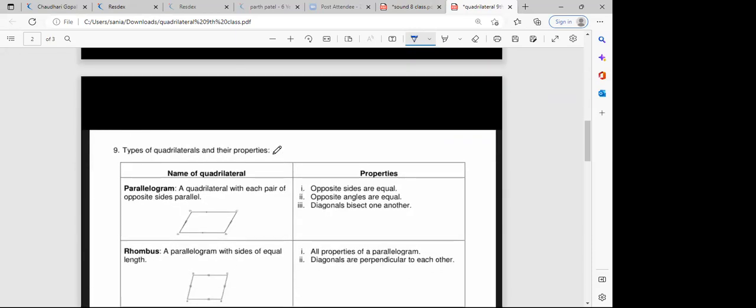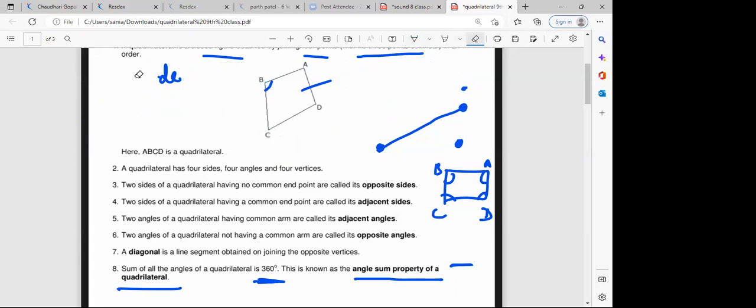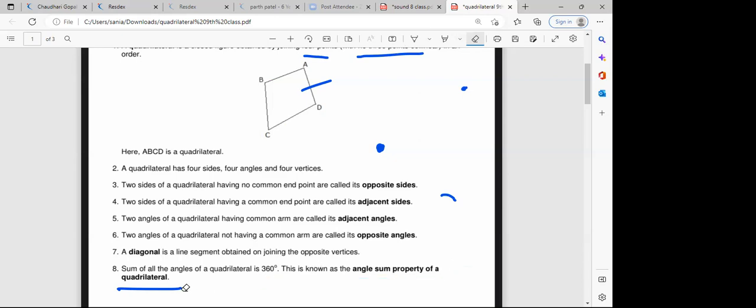Now coming to the last one, types of quadrilaterals and their properties. We'll be doing this later on. First of all, you will write this down. Whenever you are making notes, if you are facing any difficulty, just ask me to explain a point again, and I'll explain it again.